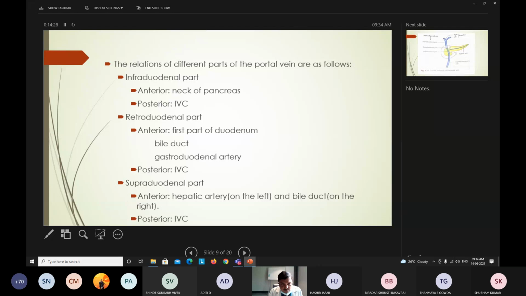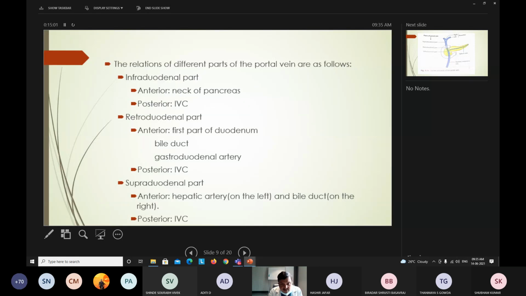Second part is retroduodenal. As I told, retro means behind the duodenum. So anteriorly, it is related to the first part of the duodenum. Second structure is the bile duct. Third is the gastroduodenal artery. These three structures are anteriorly related to the retroduodenal part of the portal vein: first part of the duodenum, bile duct, and gastroduodenal artery.